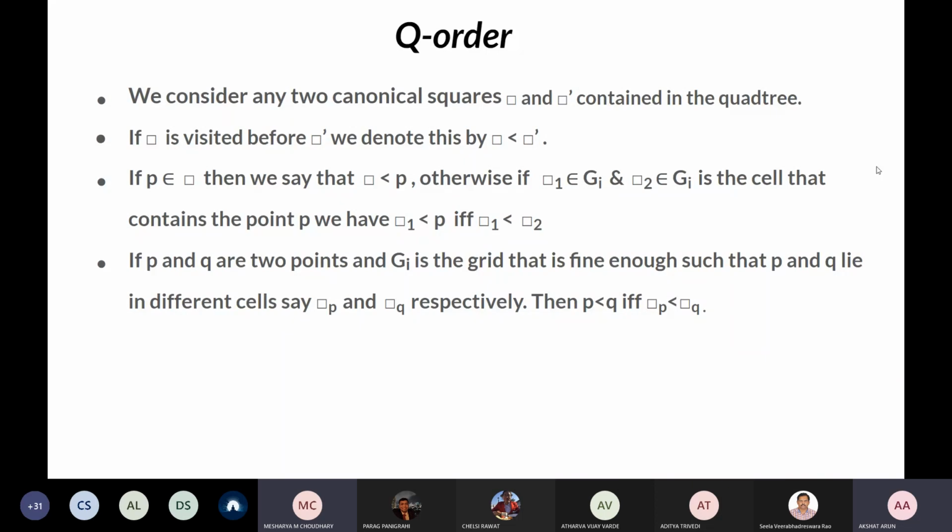This can be done in the following manner. If P belongs to square, then we say that square is less than P. Otherwise, if square 1 belongs to Gi and square 2 belongs to Gi is the cell that contains the point P, then we say that square 1 is less than P if and only if square 1 is less than square 2. If P and Q are 2 points and Gi is the grid that is fine enough such that P and Q lie in different cells, say square P and square Q respectively, then P is said to be less than Q if and only if square P is less than square Q.